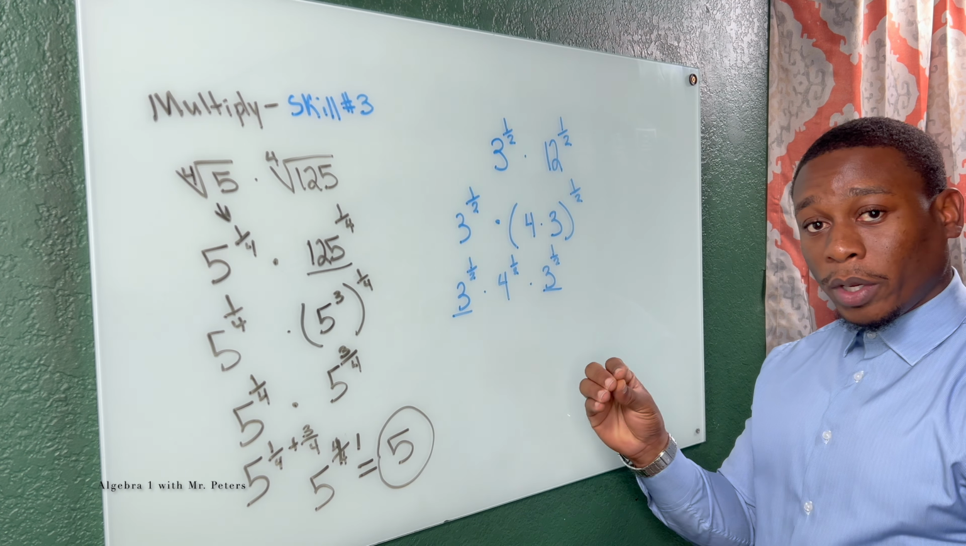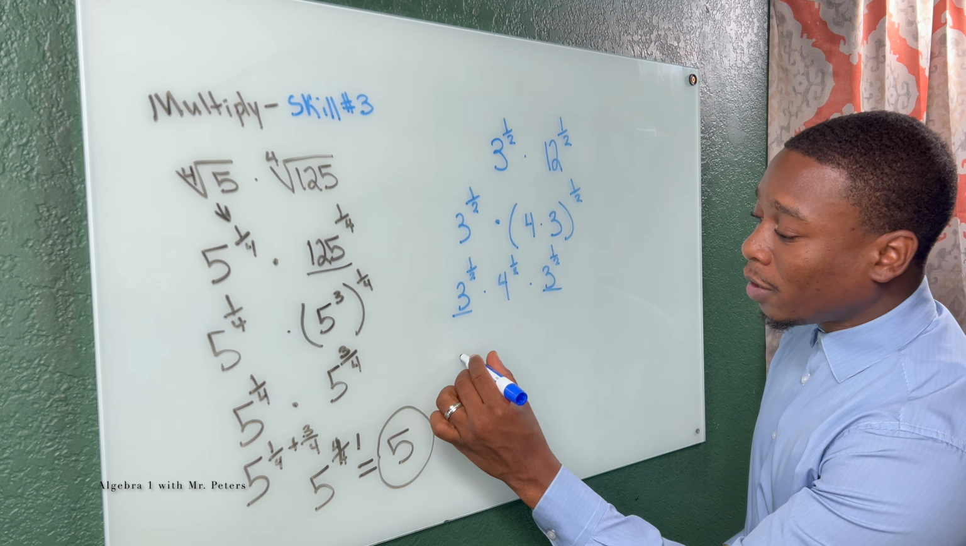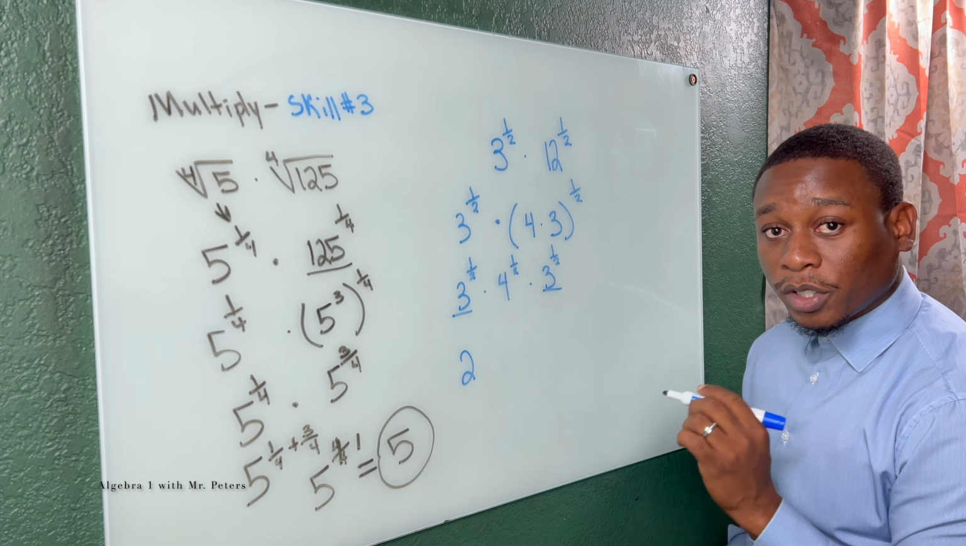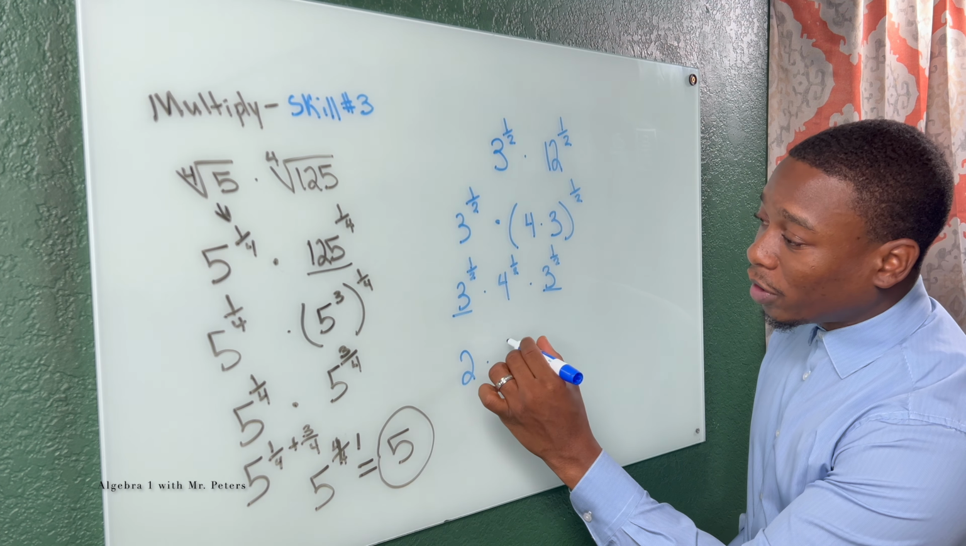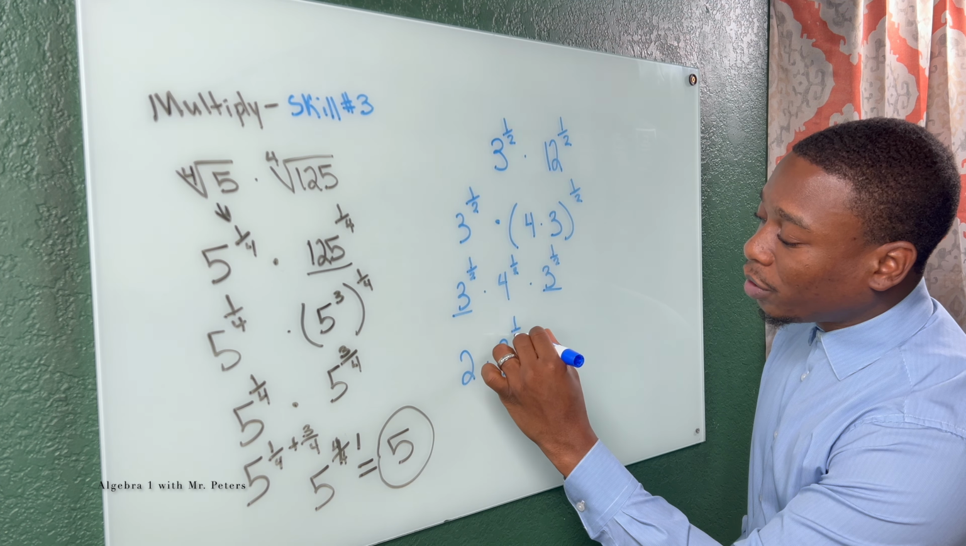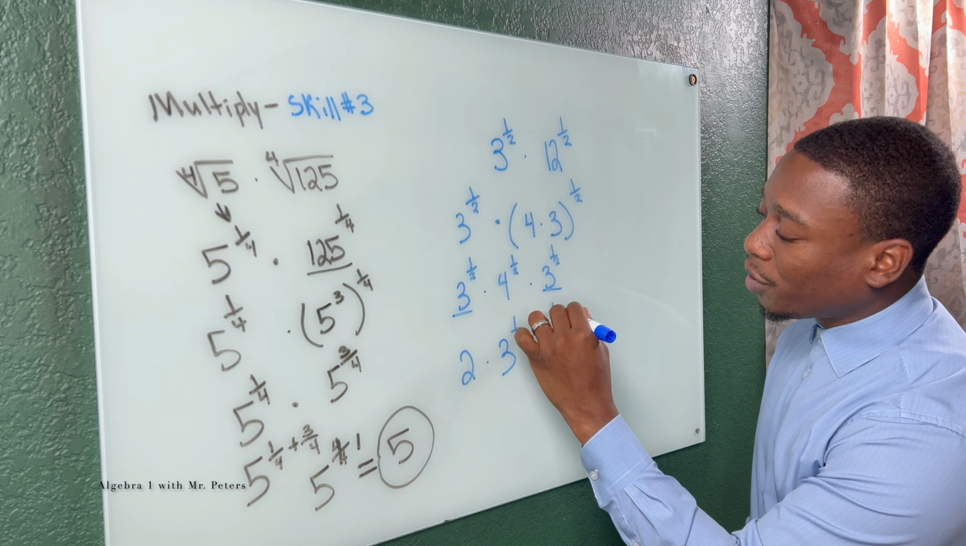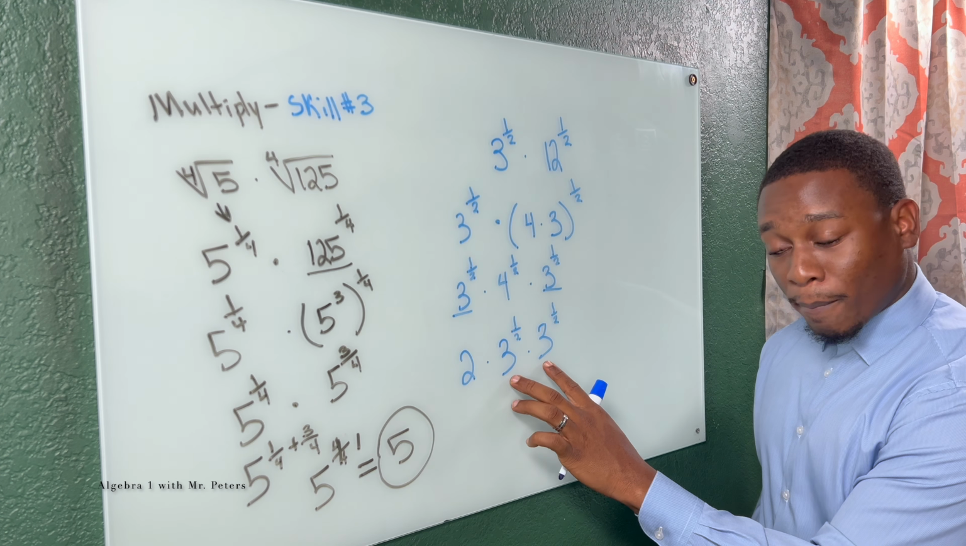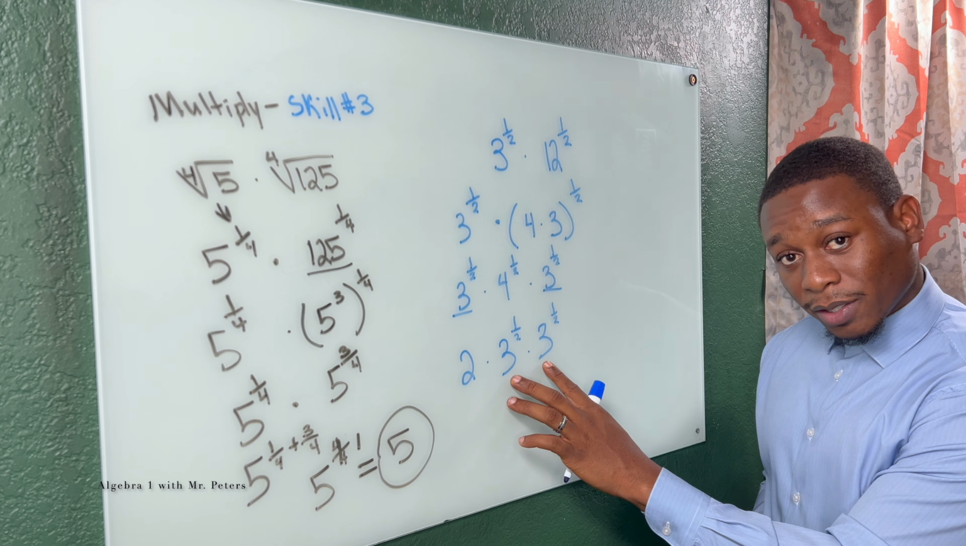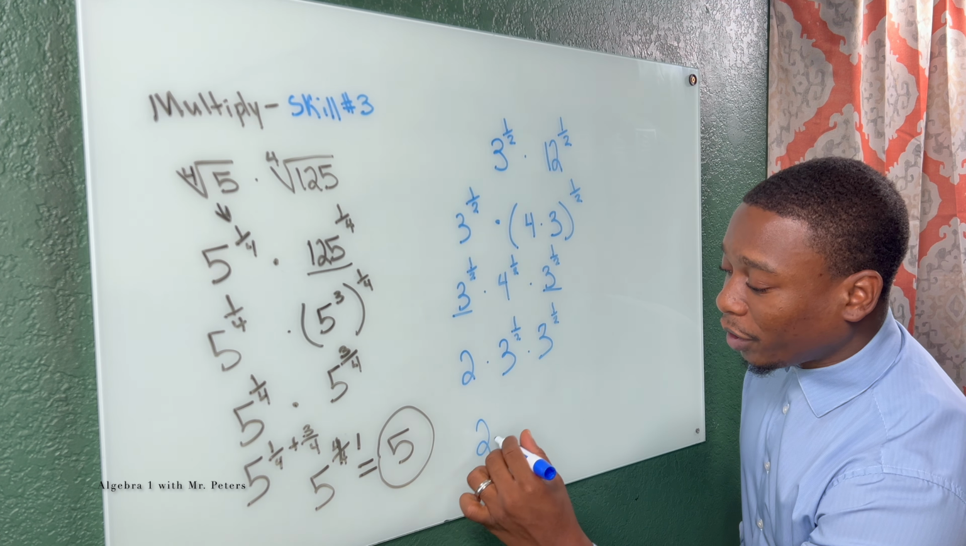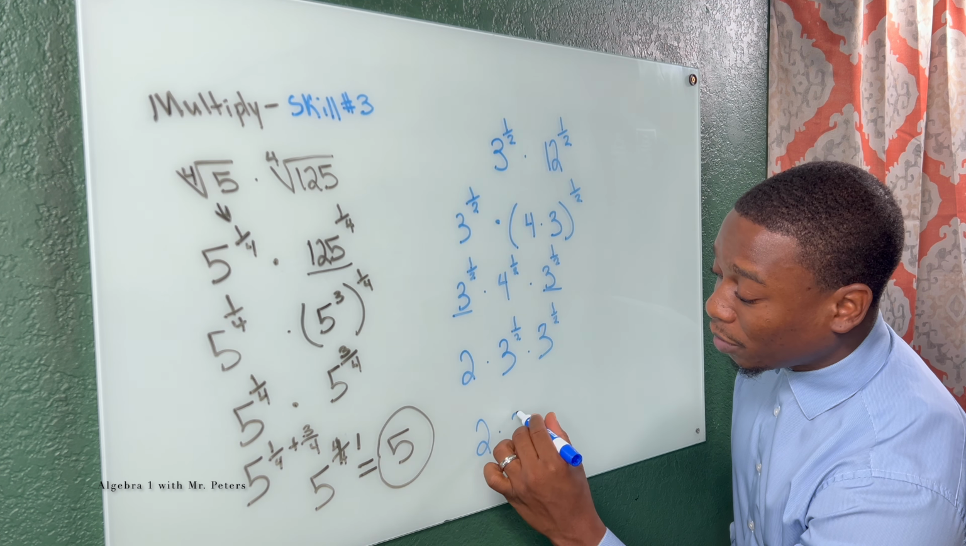However, 4 to the 1/2, we could simplify this as 2 because it's a perfect square. And then I'm going to write the rest of my expression. 3 to the 1/2 times 3 to the 1/2. Now, mind you, we're able to simplify this. So now we have 2 times 3.